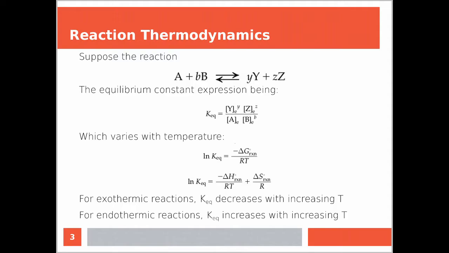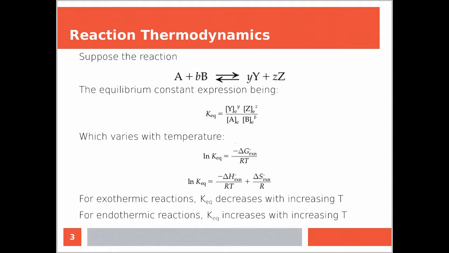So we have ln of K equilibrium equal to negative Gibbs free energy over R times temperature, where R is the gas constant. Since the Gibbs free energy is equal to the enthalpy minus entropy times your temperature, we can rewrite this equation as ln of K equilibrium is equal to negative delta H of reaction over RT plus the entropy over R.